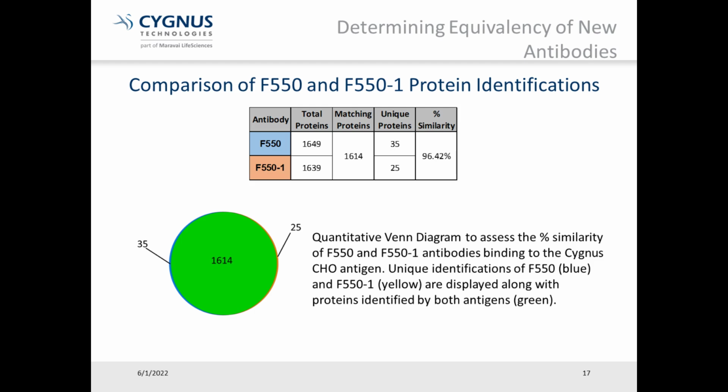In addition to assessing the coverage by mass spec, we can also use the same data to see if the antibodies in the 550 and the 550-1 kit recognize the same proteins. In this case, there is a 96% overlap in the HCP recognized by these two antibodies. This is very strong data to demonstrate that the F550-1 antibody is a suitable replacement for the F550 antibody.